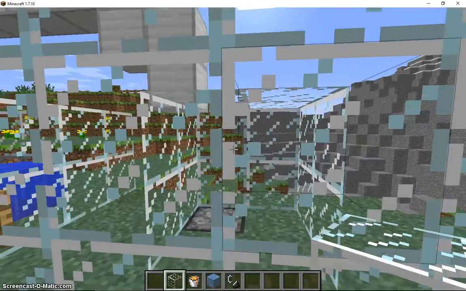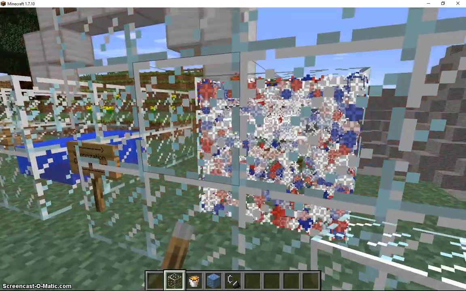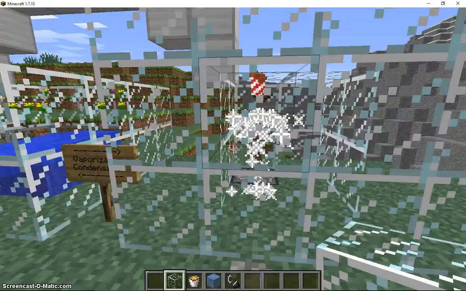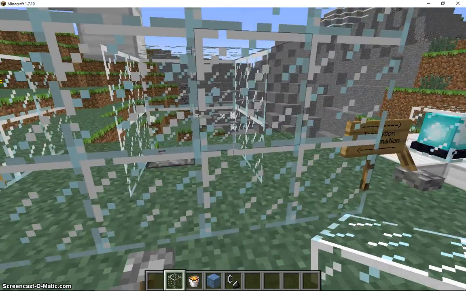Now, gases, similar to liquids, also take the shape of their container, but they're much less dense and they are very excited. So the particles move much quicker and they fill the whole area, as you can see.